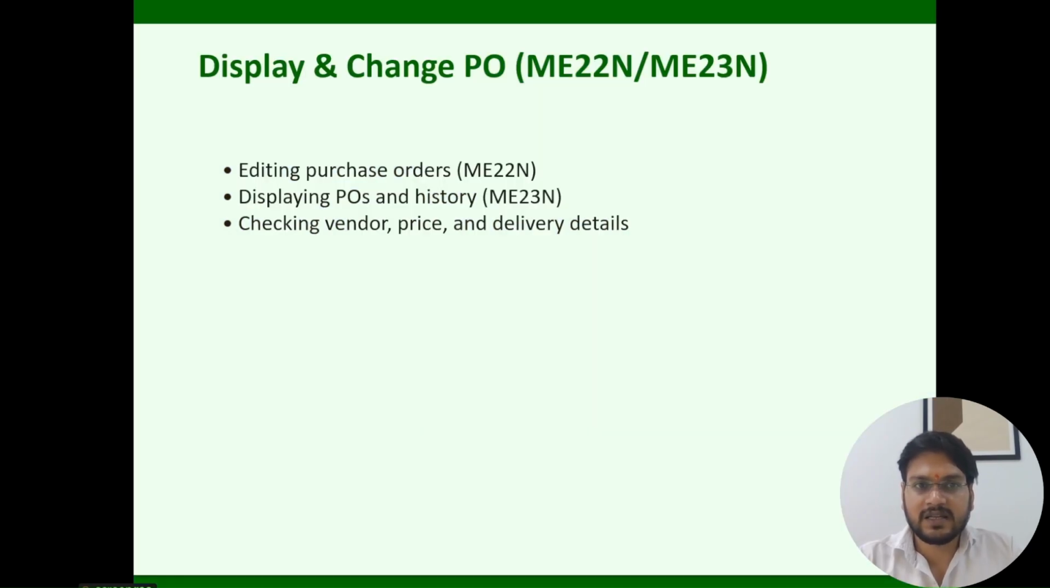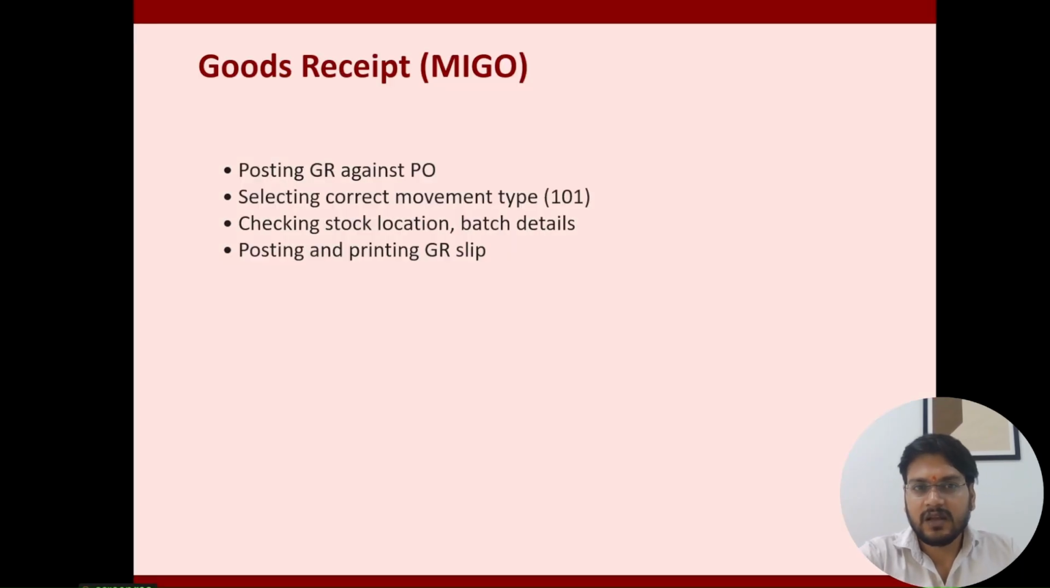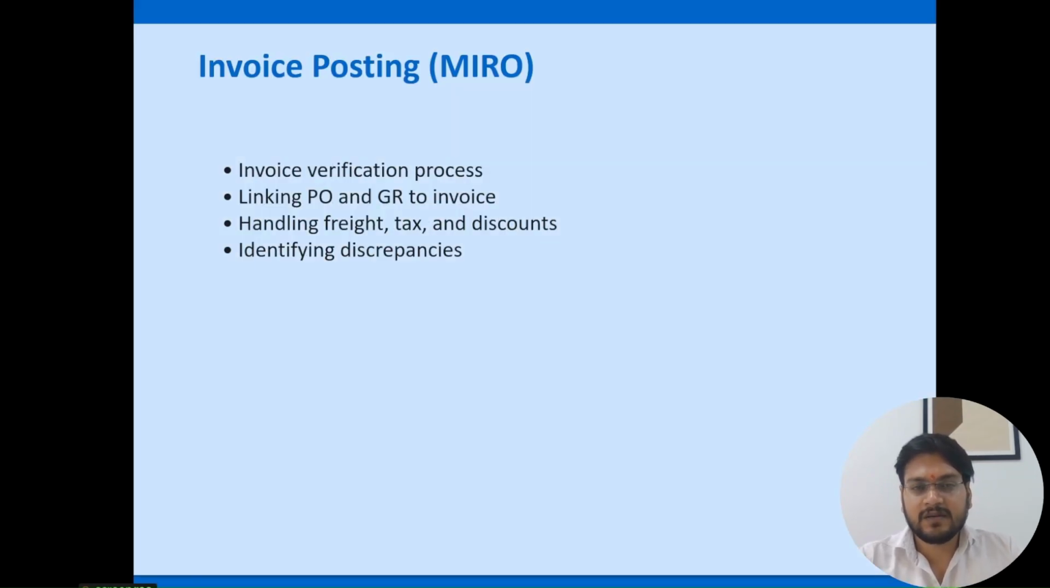We will see display and change PO: what's the T code to display PO, and what's the T code to change PO. Goods receipt, what's the T code to do goods receipt, and how we are going to do that in the SAP system. And we will see invoice posting, how end users do invoice posting in the SAP S4 HANA screen.